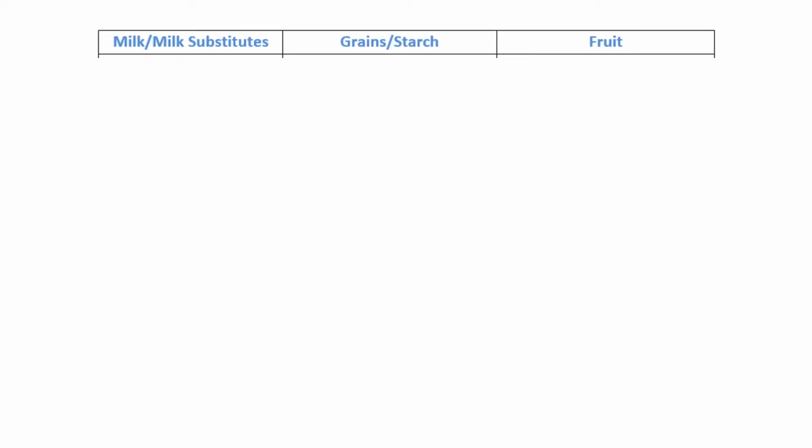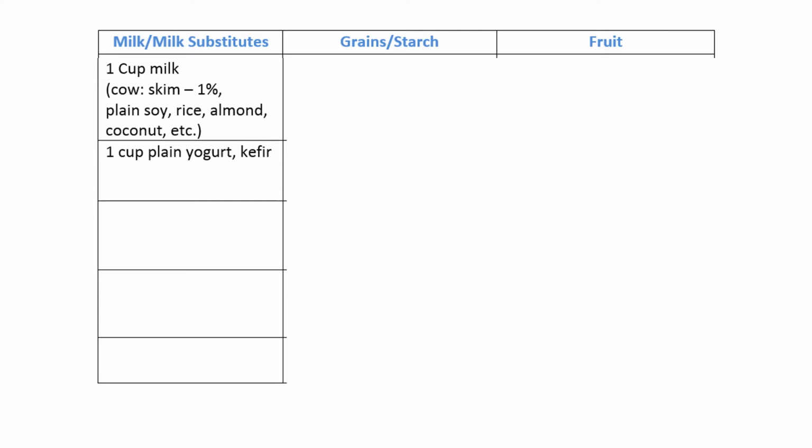So as I was saying before, we're going to be talking about that milk substitute/yogurt category, our grains and our starches. This is including legumes as well as sprouted grains, and then our fruit section. In the milk and milk substitute category, it's approximately 1 cup of cow milk, skimmed to 1%, plain soy milk, and this is the one without the sugar added, rice milk, almond milk, coconut milk. 1 cup, we're going to be looking for about 15 grams of carbohydrate. Now, some might be 12 grams of carbohydrate. You can still count that as about 15.